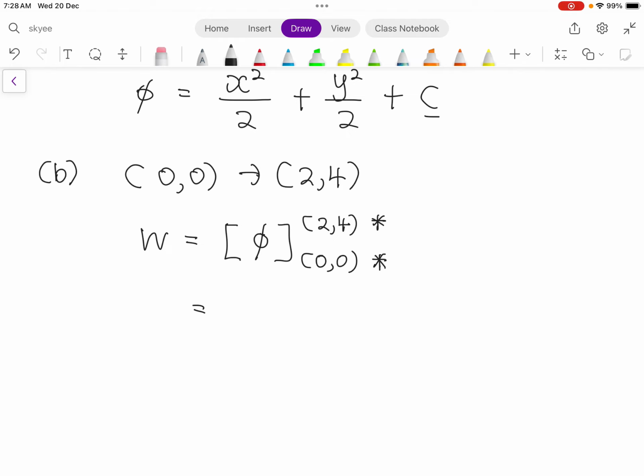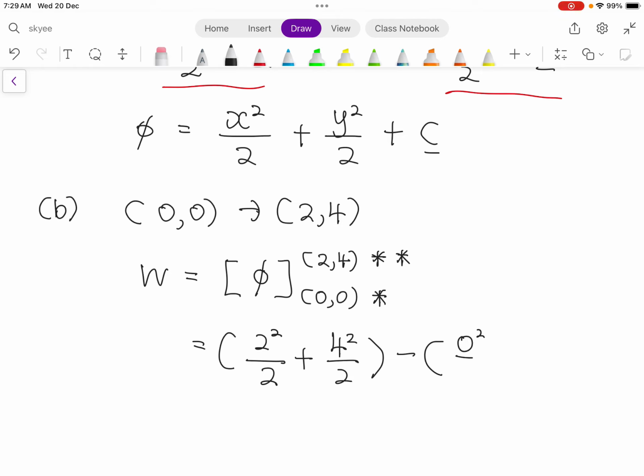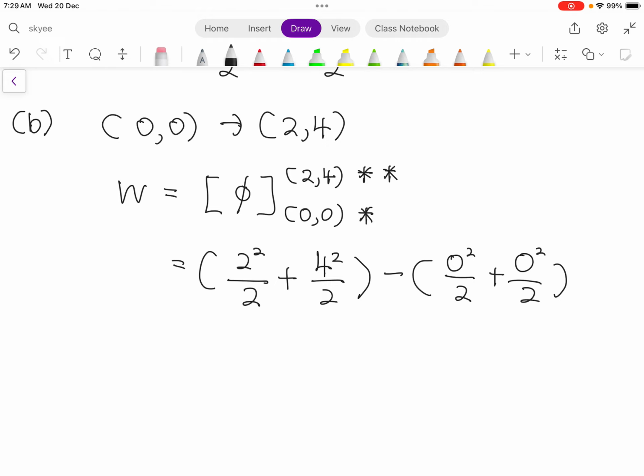Meaning that all the x will be replaced with 2, so you have 2 squared over 2, plus 4 squared over 2. This is from this one. Minus 0 over 2 plus 0 over 2. There is no more c because you have the coordinate already. You have the value for the x and y. So there is no more c. You don't need to consider the c anymore.